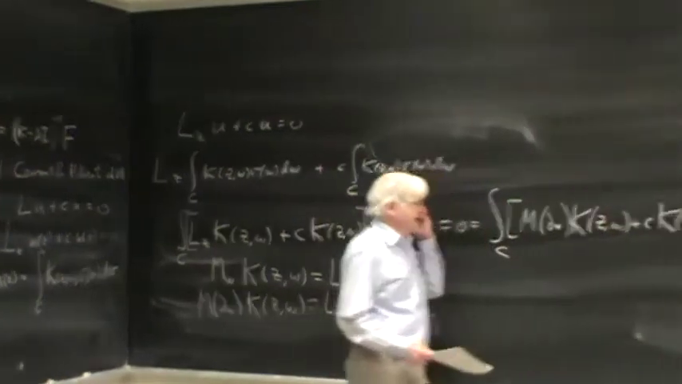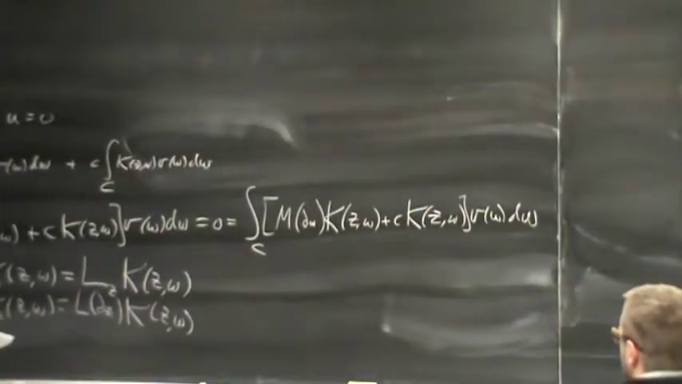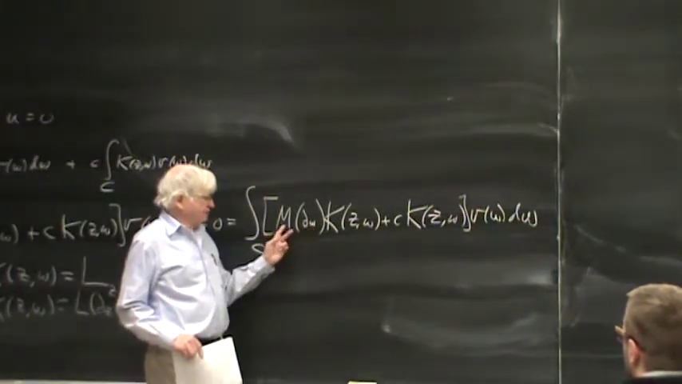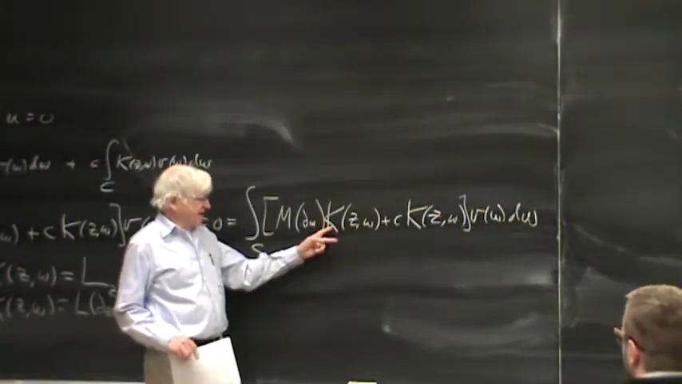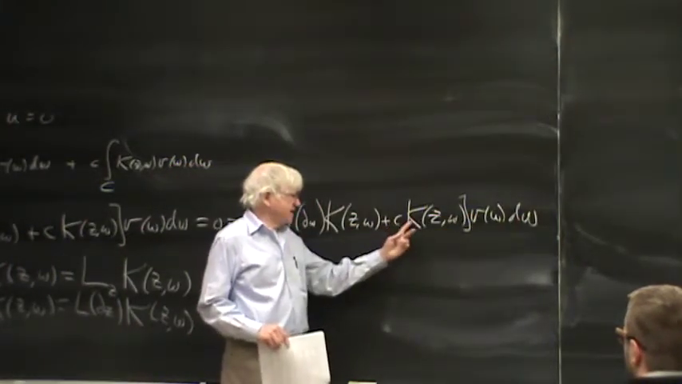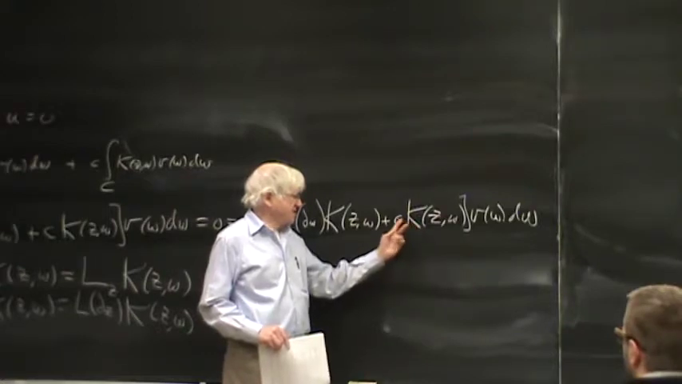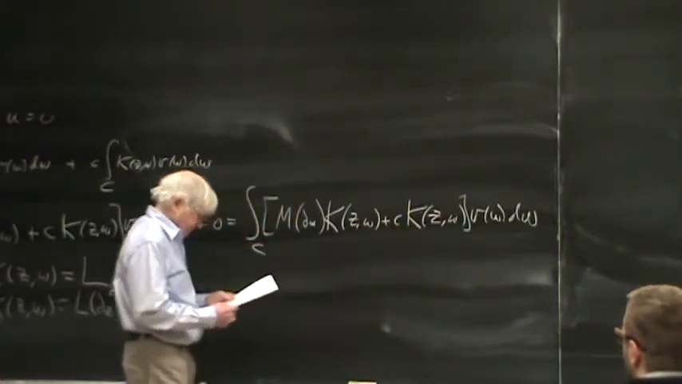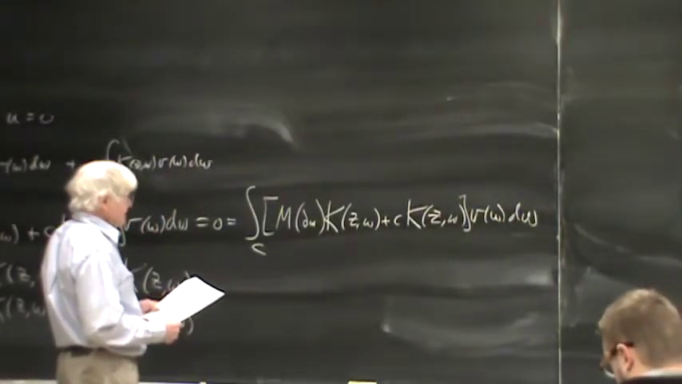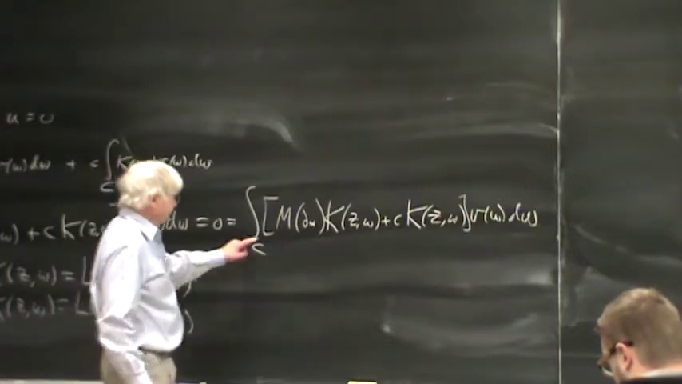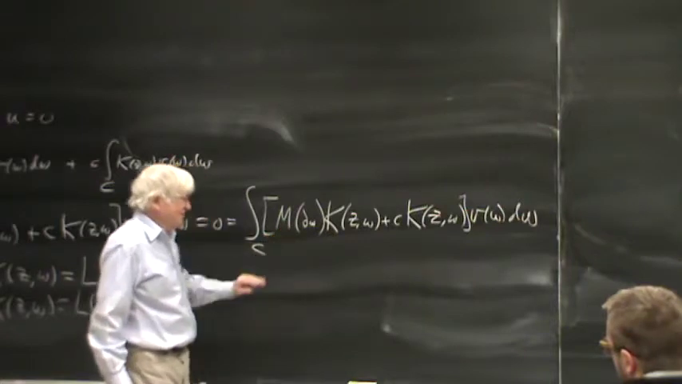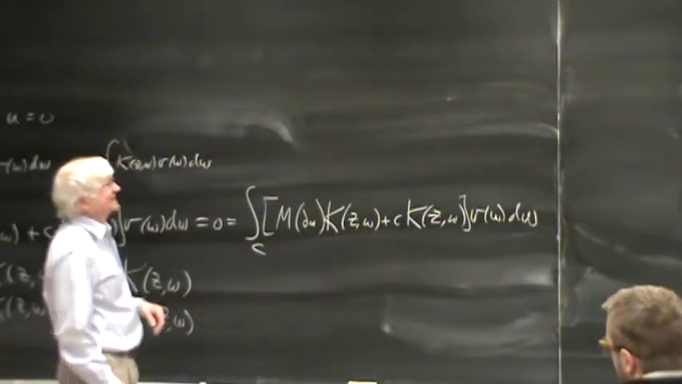Okay, so now what we have is a contour integral in which we have a differential operator involving W derivatives acting on K times V, and C just the kernel itself, K. And so we're sort of halfway, 3/4 of the way through this.